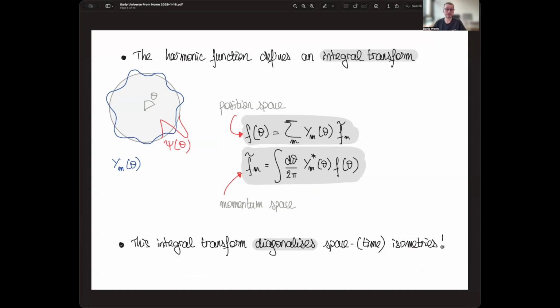And so the key point here is that constructing the momentum space this way, according to the symmetries of the problem, provides an integral transform that diagonalizes spacetime isometries. And so in this momentum space, symmetry constraints, dynamical evolution, and analytic structure of observables become manifest.